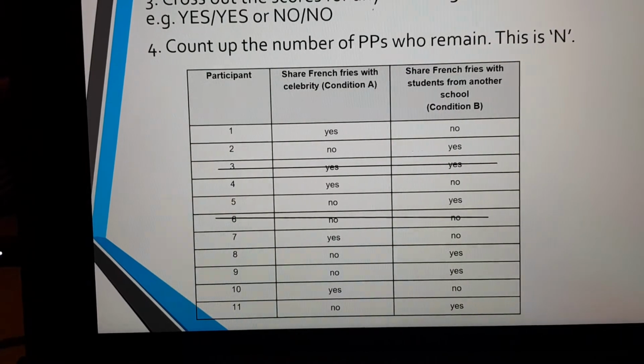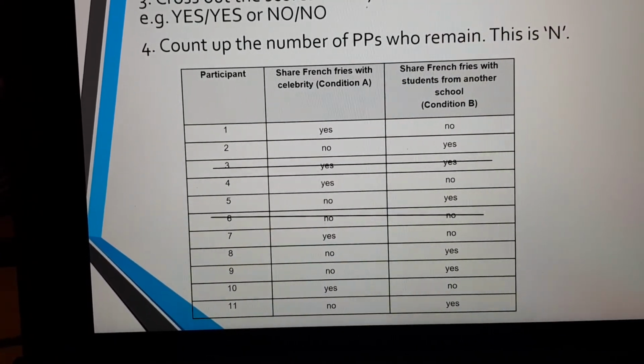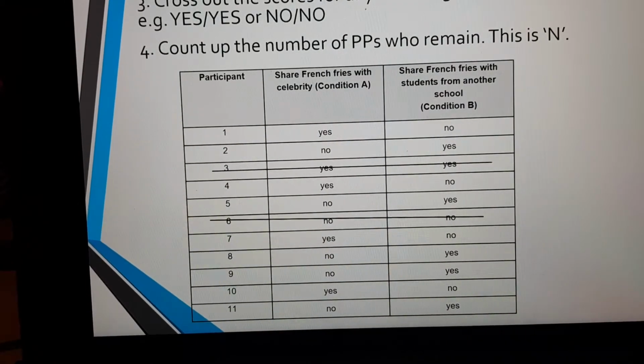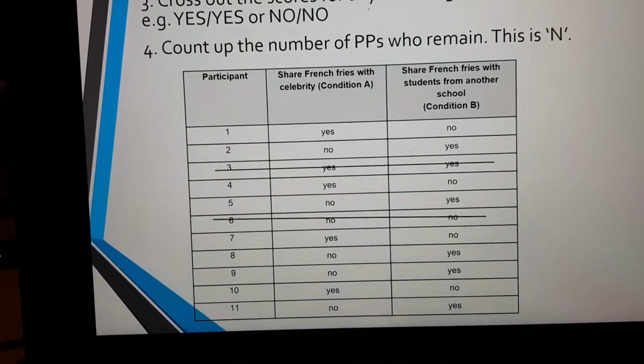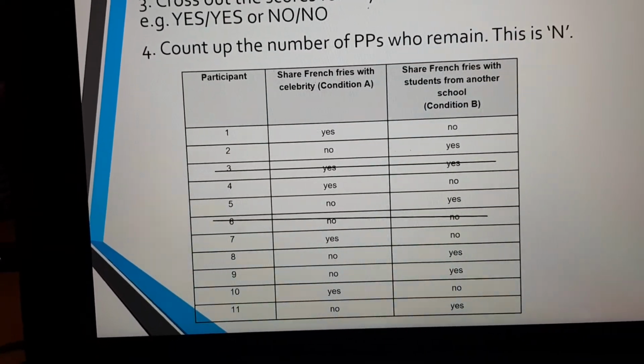So we had 11. We've got 2 participants that have said yes, yes, and no, no. So as there's no difference, we're going to forget about them. So we've crossed them out. So later, N would be 9.